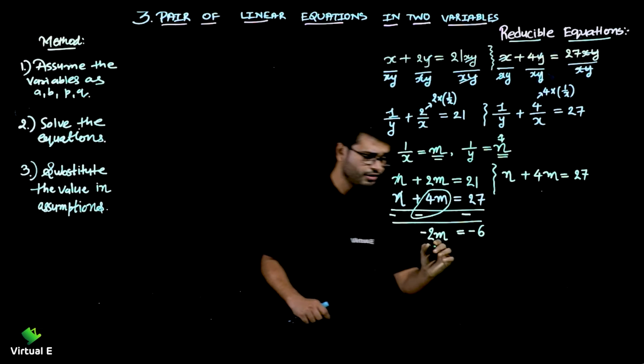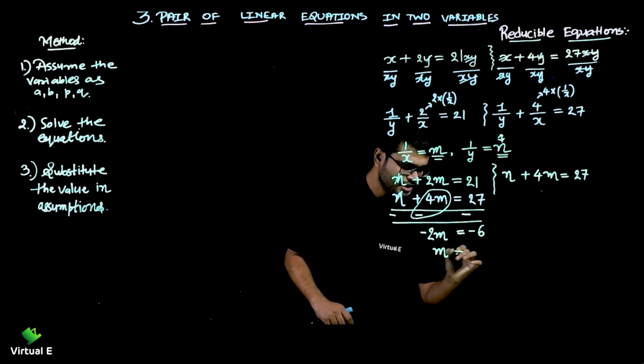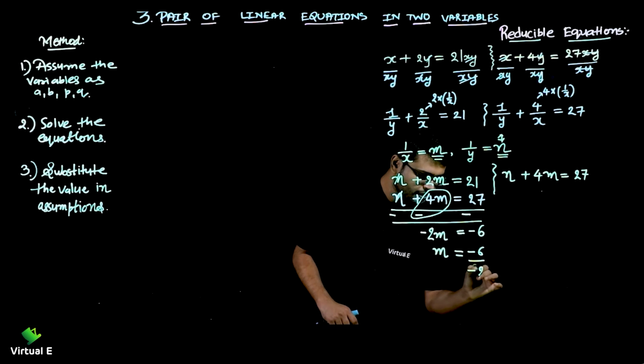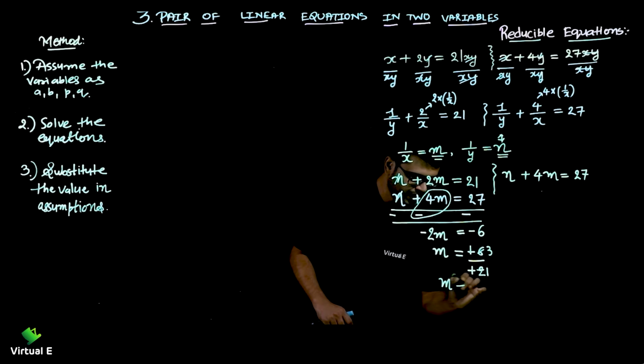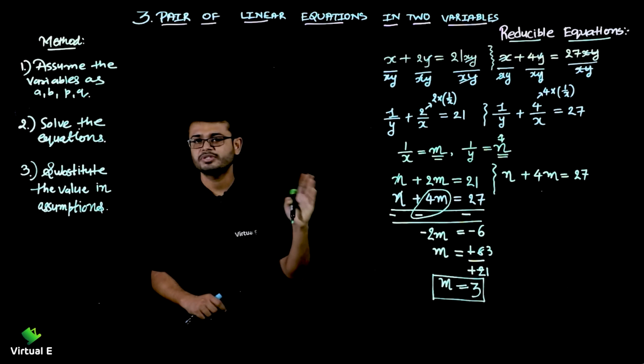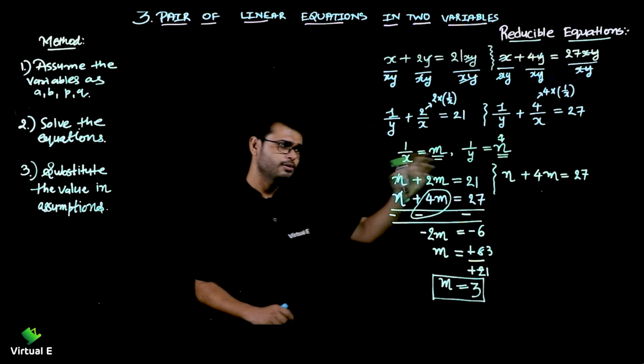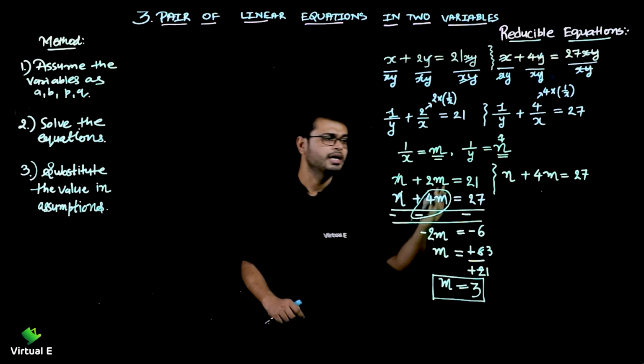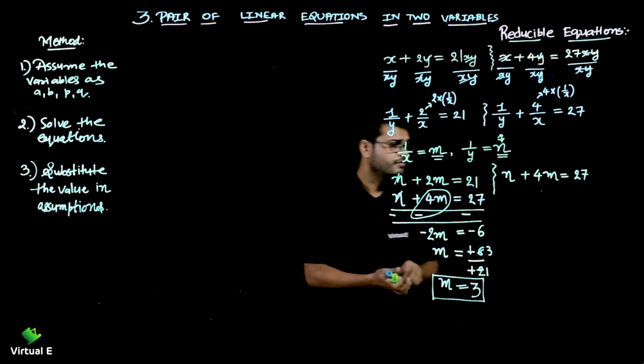Let's get the value of m. M is equal to minus 6 over minus 2. This 2 will go into denominator. Minus minus plus, 1s and 3s. So what's the value of m? Which is 3. My value of m is here. Now guess what will I do? I'll substitute the value of m into, yes, any of the equations and get the value of another variable.